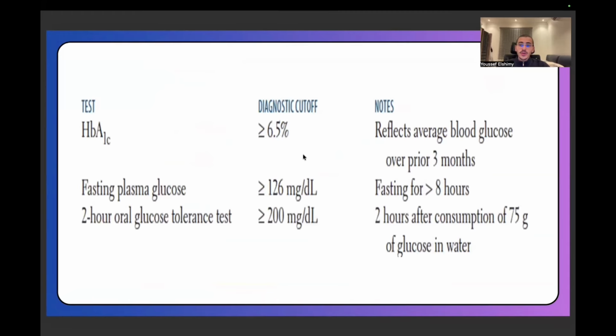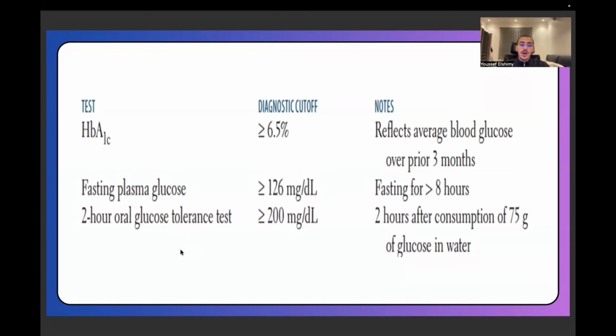So moving on, how to diagnose diabetes. Diabetes could be diagnosed in three ways. We have the glycated hemoglobin, or hemoglobin A1C. The cutoff is more than 6.5%, and this reflects the average blood glucose over the prior 3 months. So if it's over 6.5, this gives the diagnosis of diabetes. We also check fasting plasma glucose: if it's 7 millimole per liter or more, or greater than or equal to 126 milligram per deciliter, then we have a diagnosis of diabetes, but make sure that the person has been fasting for more than 8 hours.